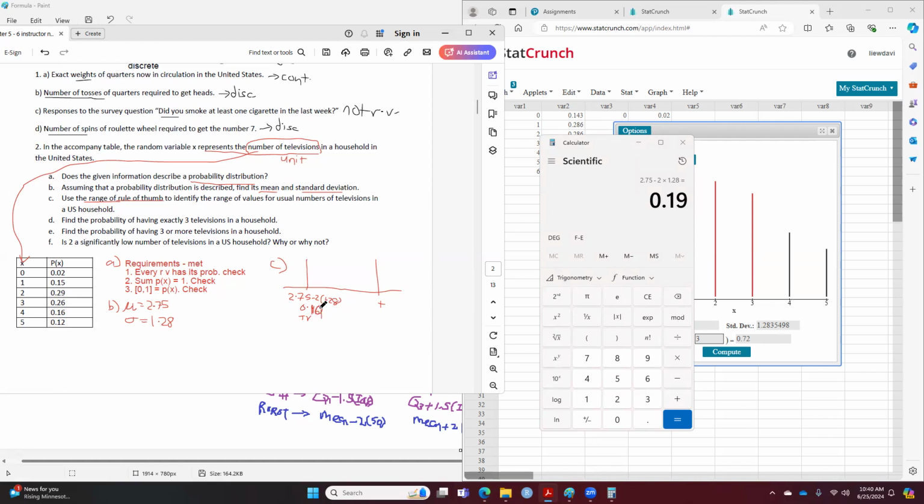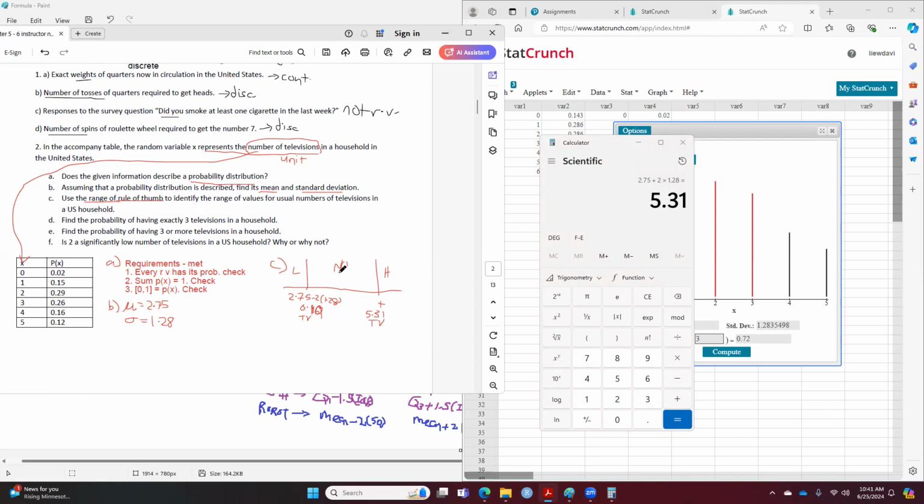Because the other calculator doesn't use order of operations. And then now do the plus one, 2.75 plus 2 times 1.28. So this is 5.31 TVs. So that means that with this range rule of thumb, if you have 0.19 TV or less, it is significantly low. And if you have 5.31 TVs or higher, that is significantly high. And if you have between these two numbers of TVs, no significance.